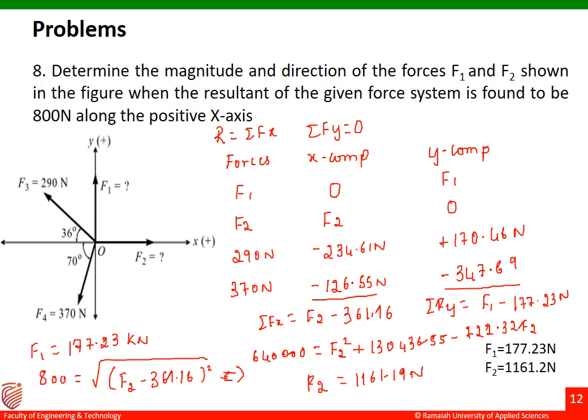We have two conditions, that is R equal to summation Fx and summation Fy equal to 0. So we have to apply these two conditions and get the answers for F1 and F2. By applying summation Fy equal to 0, we got the answer for F1: F1 is equal to 177.23 Newton. Then we use the equation R is equal to summation Fx. So the R value is 800 Newton. We use this equation in order to get the value of F2. So this completes problem number 8.